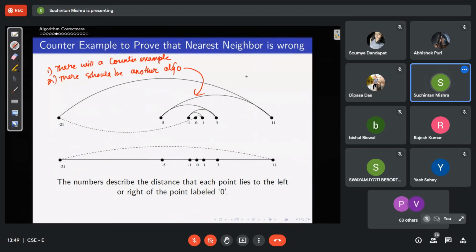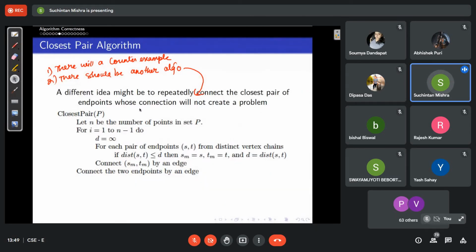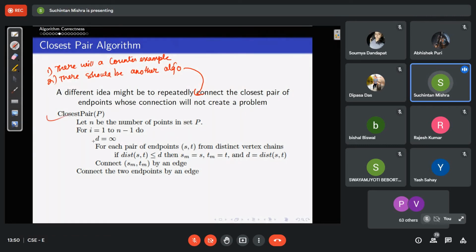A different idea might be to connect the closest pair of points whose connection will not create a problem. After the nearest neighbor, the next algorithm we are going to see is the closest pair of points. So now they are saying select any point as P0. From here, instead of finding one neighbor, you find two neighbors. Again, from this point, you go on finding 2 points which form a pair.